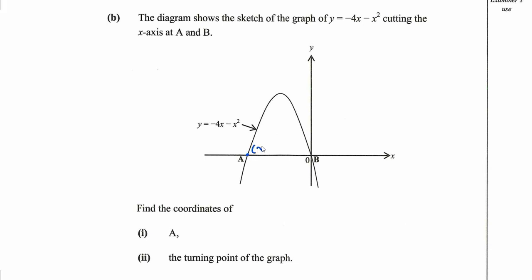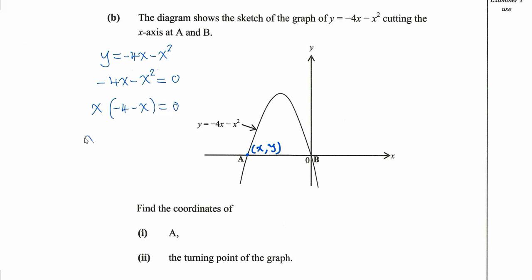So we need to find the x-axis. We also find the y-axis like that. So we've got y is equal to negative 4x minus x power 2. This is what we have. So we shall say negative 4x minus x power 2 is equal to 0. We solve this quadratic equation. So we're going to solve it by factorization method. So we shall say x, open bracket, negative 4 minus x, is equal to 0.